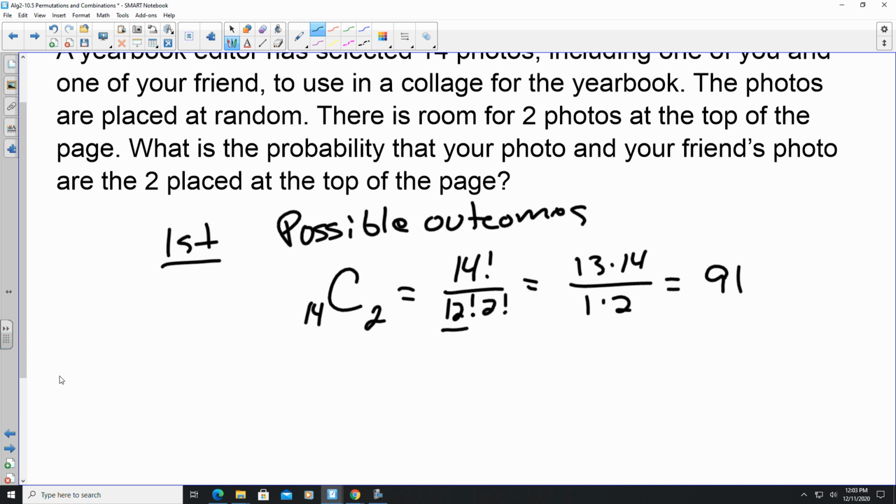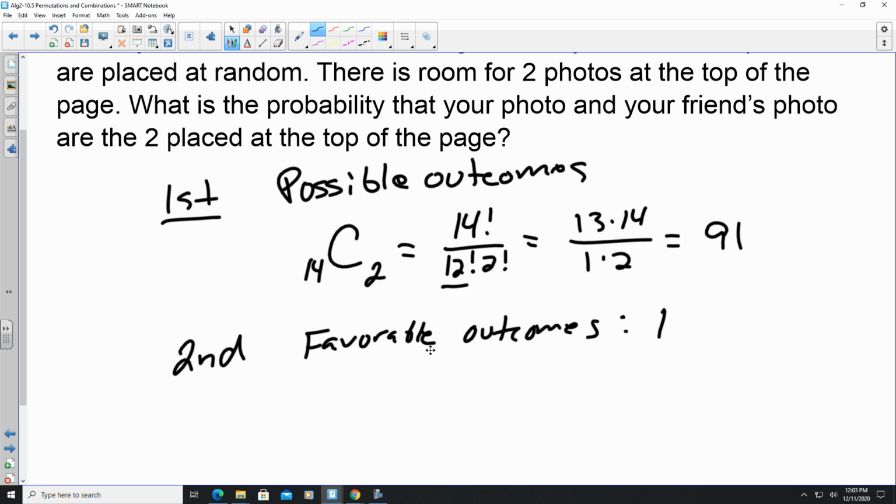The second step is I want to figure out my favorable outcomes. And the thing about it, the only favorable outcome that works is if you and your friend get chosen. So there's only one favorable outcome. So the probability of this happening is 1 out of 91.